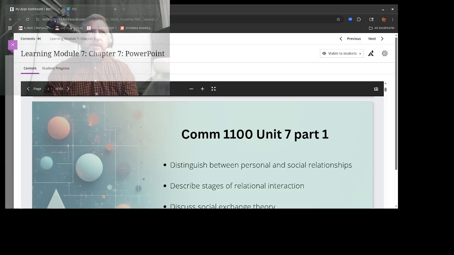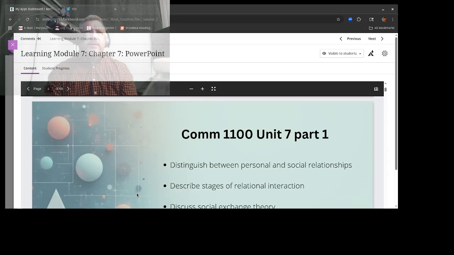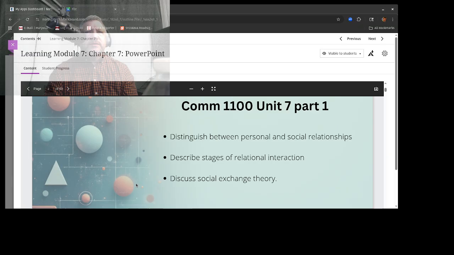Let's talk about Unit 7. What we're going to learn in Unit 7. We're going to distinguish between personal and social relationships. In Part 1, we're going to describe the stages of relational interaction and the social exchange theory.